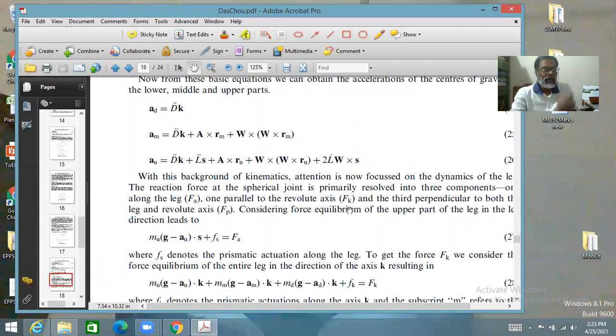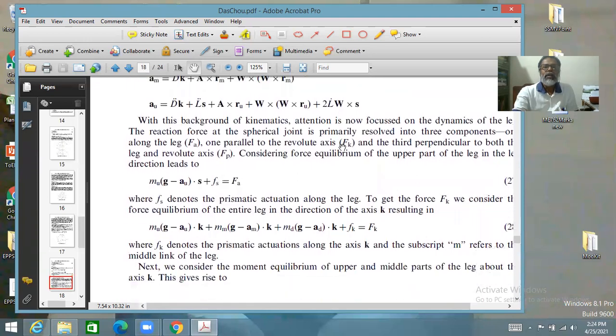Now, three parts of the leg: the lower part, the middle part, and upper part, for which you work out the acceleration expressions in terms of the D double dot, L double dot, and velocity-dependent terms. Now, you consider the force equation of the upper part of the leg in the leg direction. So you get the equation along the leg.